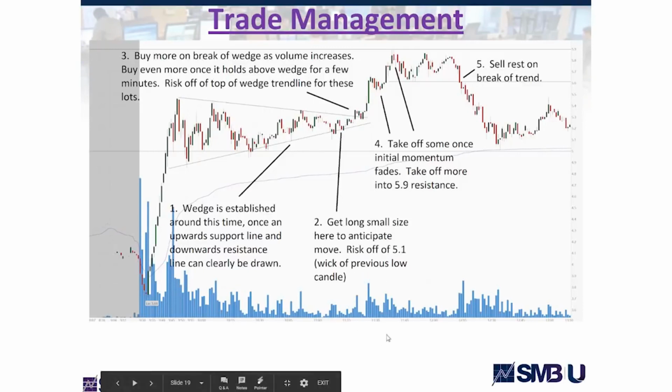Okay, so we're looking here. You can see the volume does increase when we break out of this wedge pattern. That's very important. Do we get that volume increase? We do. But even more, we're going to buy even more once it holds above the wedge for a few minutes. And we're going to take some risk off at the top of the wedge trend line for these lots.